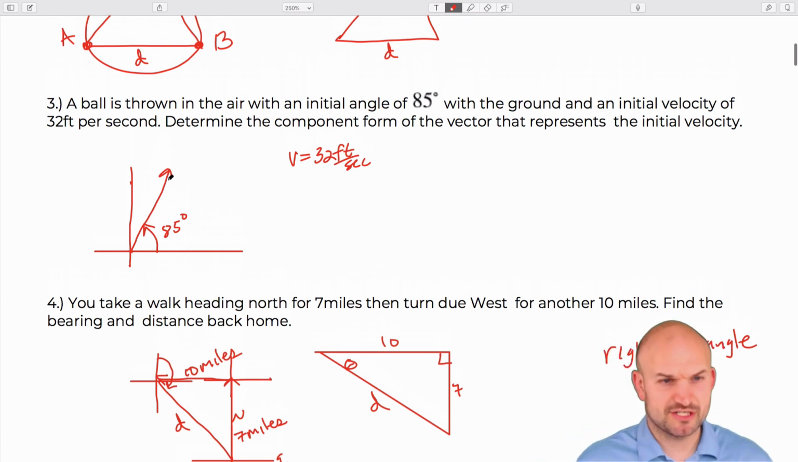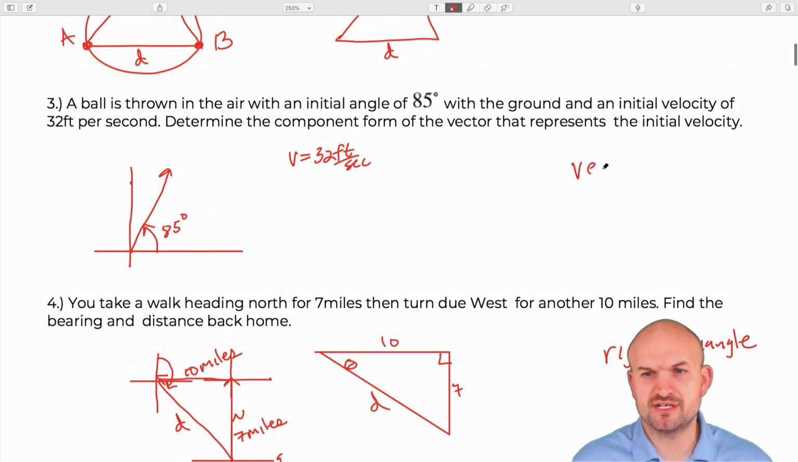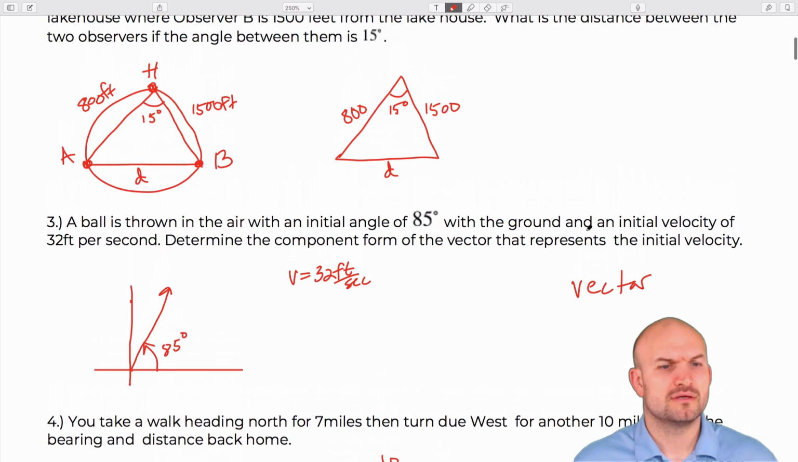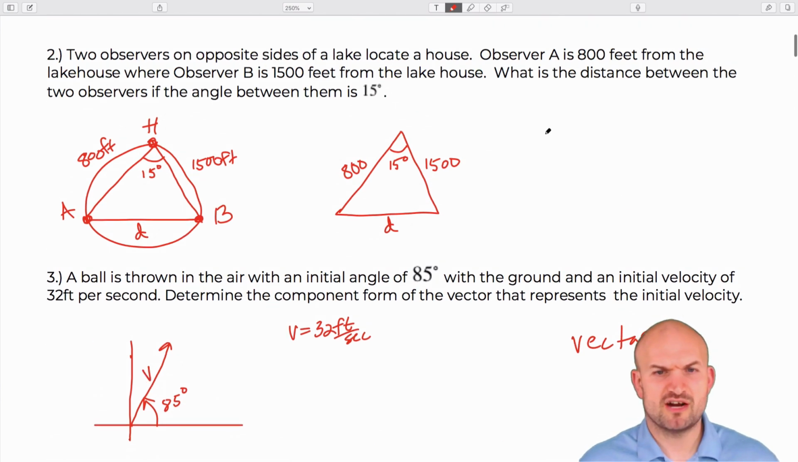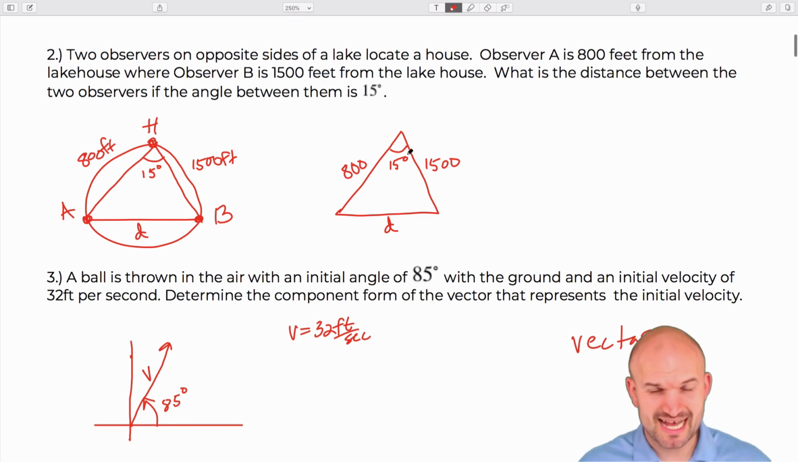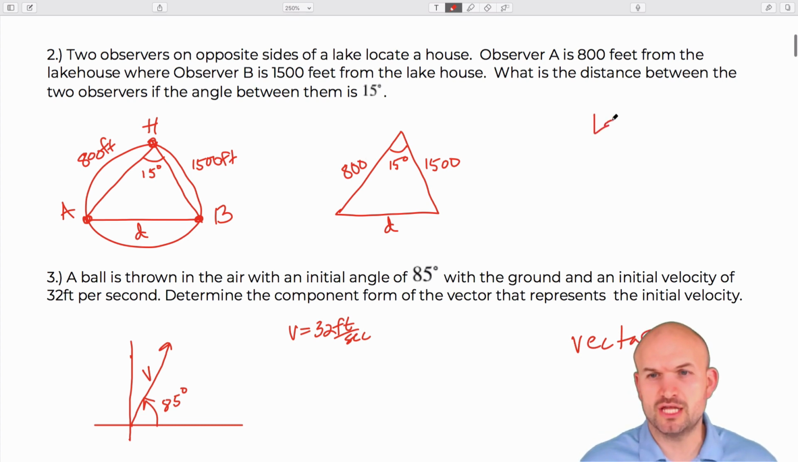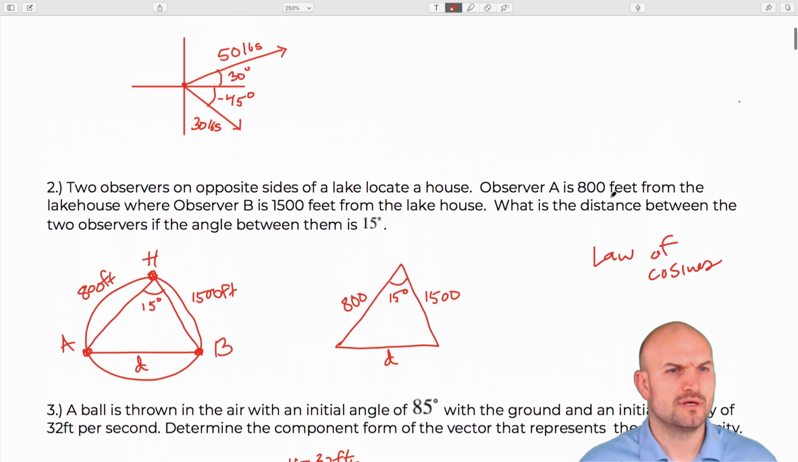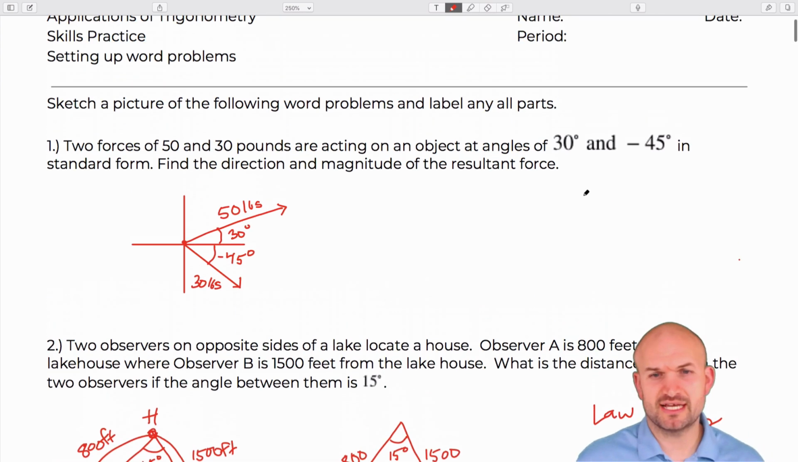This one is going to be initial velocity. So we're just going to do a vector. So again, you can kind of see I already have the vector set up. So let's look for V. It's going to be our vector. In this case, we have a side, angle, side. So therefore, we'll use the law of cosines. And then the last one, question number 1, is again going to be vectors.